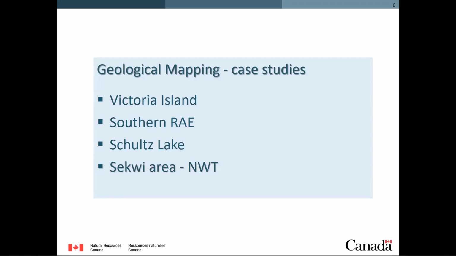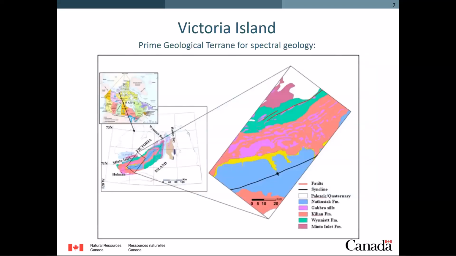Okay, let's look at some case studies: Victoria Island, Southern Rae, Schultz Lake, and the Secretary region of Northwest Territories. This is Victoria Island. It was recently mapped by Rod Rainbird from the Geological Survey of Canada. Here we are, way up in Victoria Island in the Minto Inlier. Notice we have basalts, flood basalts, diabase, carbonates. This is the Minto Inlier through here. So that's the basic geology we're trying to mimic, we're trying to produce.